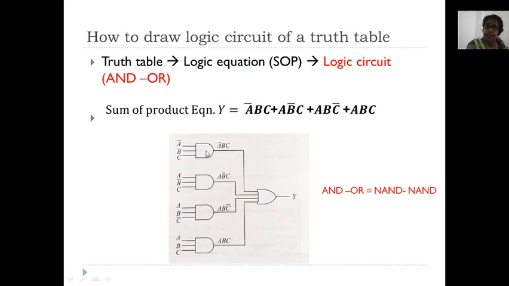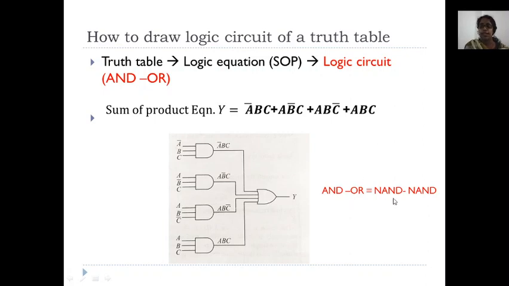So let's see, the first AND gate has inputs a bar, b, c. What about the second AND gate? a, b bar, c. Third, a, b, c bar. Fourth, a, b, c. So these outputs are given to an OR circuit, so that we will get the logic sum of all the products. So an important point: the logic circuit corresponding to a sum of product equation will always be an AND OR circuit. It will consist of ANDs and an OR gate.